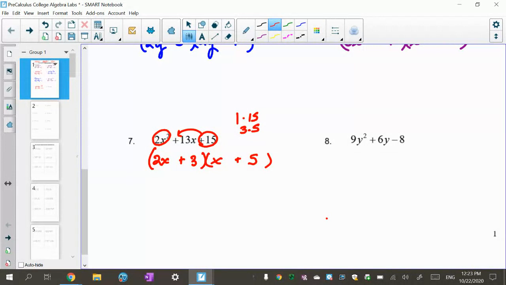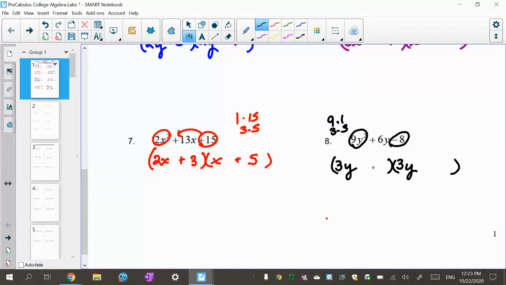And the last one I'm going to do on this video, just for practice, is number 8. So I'm going to set it all up. Circle, circle. Oh, here we go. I have a 9y squared. So 9y could be 9 times 1 or 3 times 3. Again, I always try this first. Then if it doesn't work, I'll try the other.